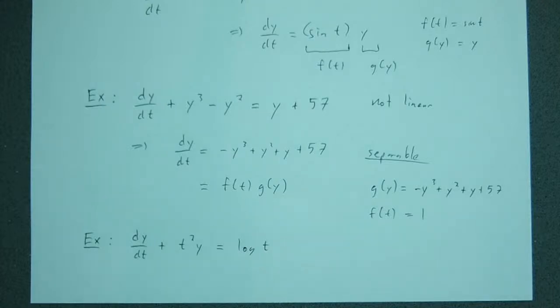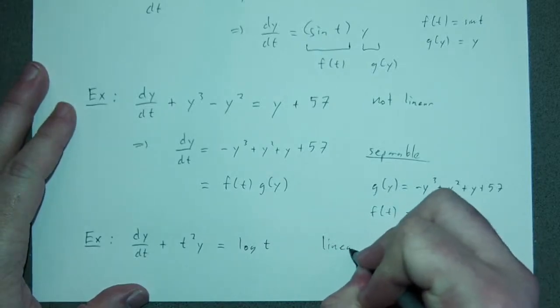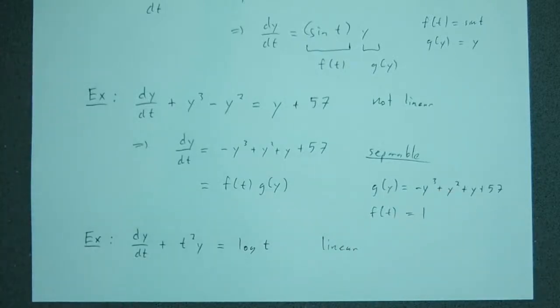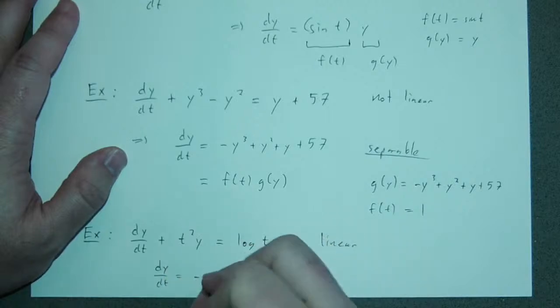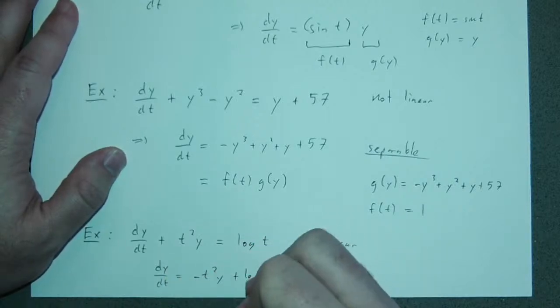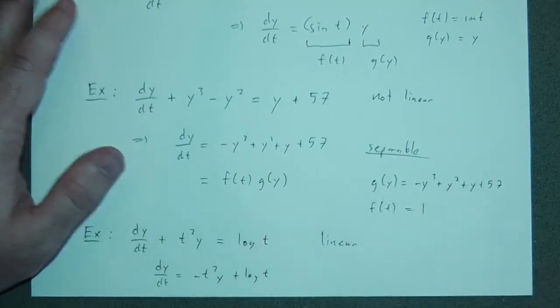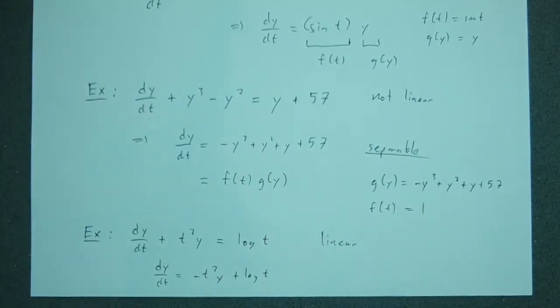What kind of equation is this? Well, this is linear, right? It's already in linear normal form, so this is linear. Is it separable? Well, let's try to separate these things. So I get dy/dt is equal to minus t squared y plus log t. Can I separate this out?